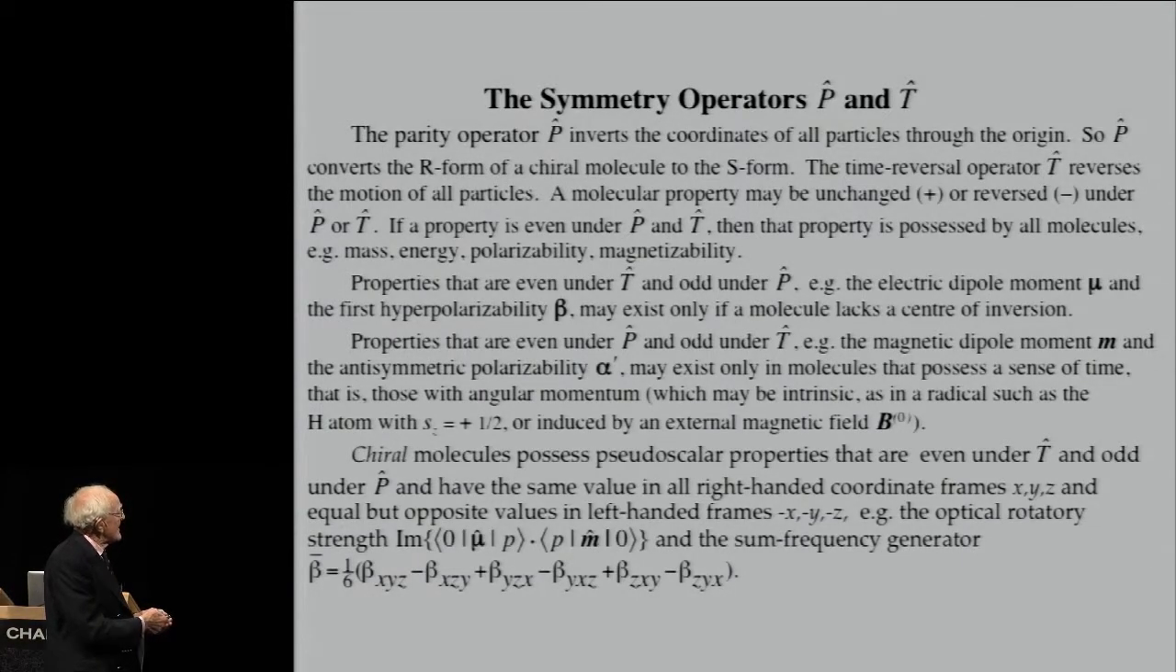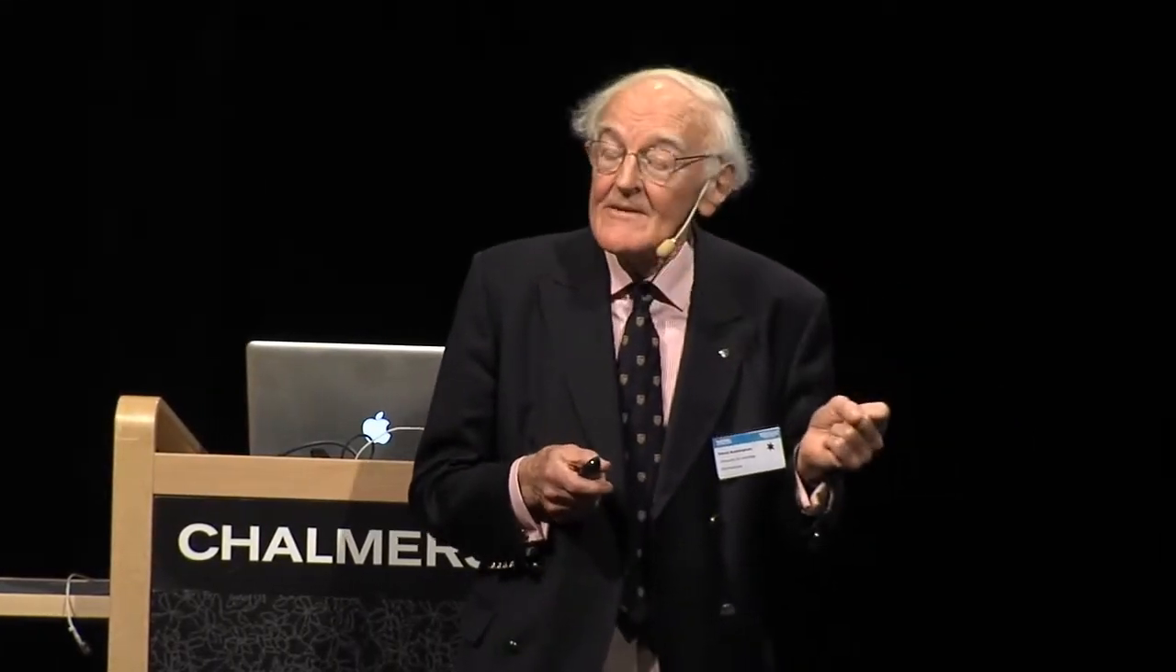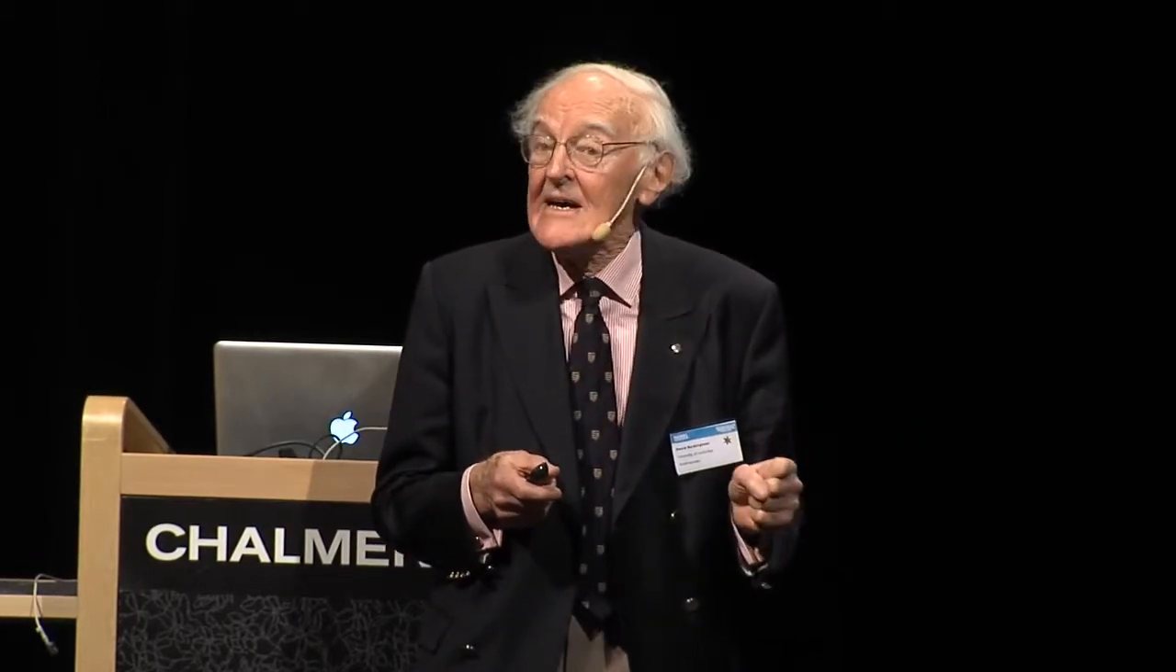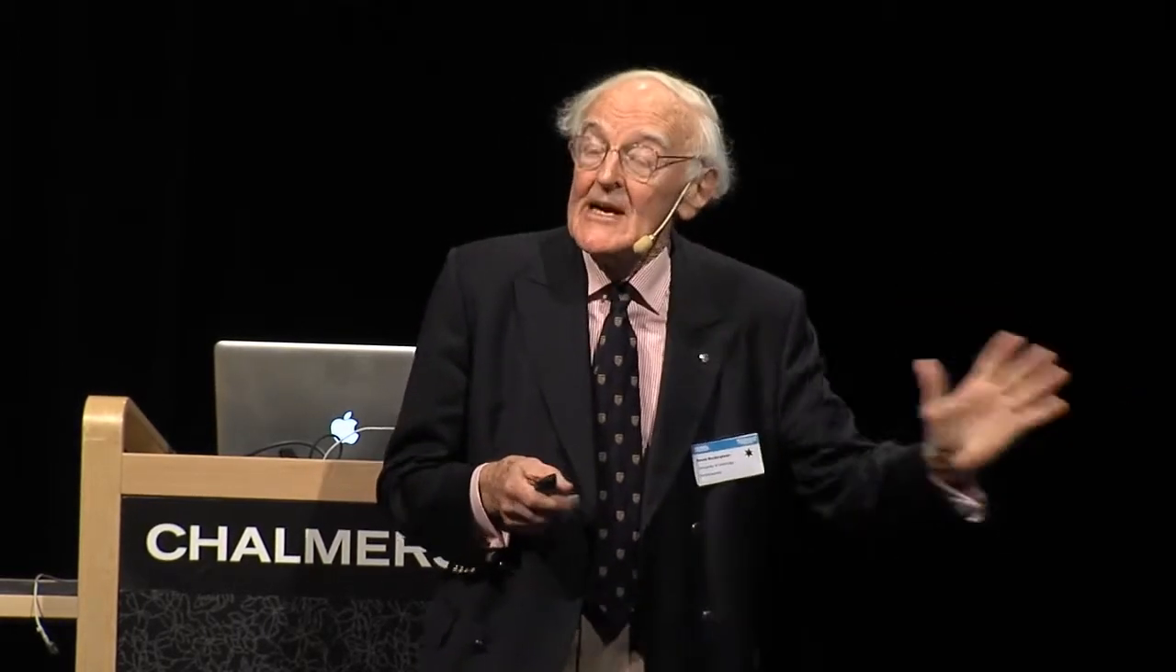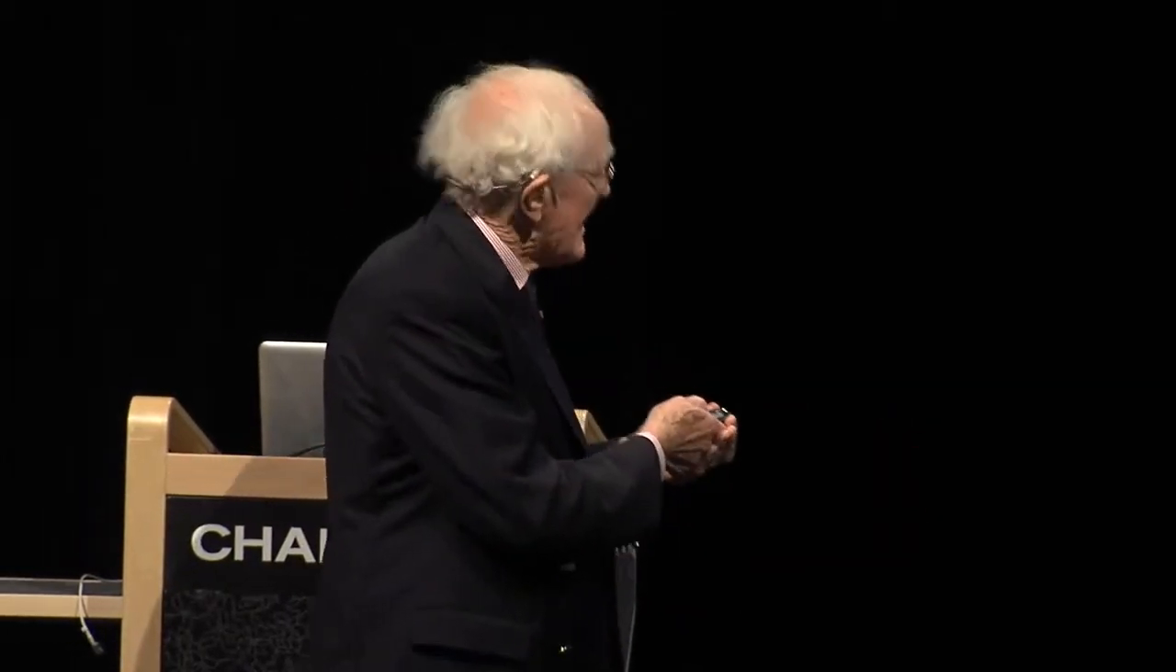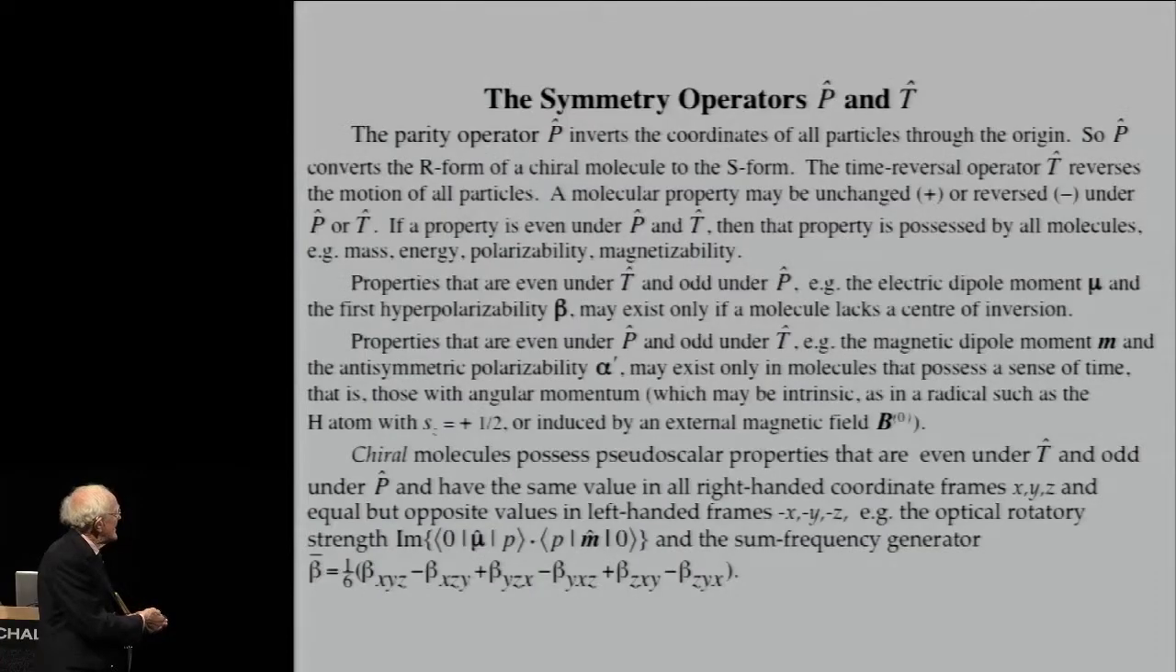Such molecules, odd under T, can only exist if the system possesses a sense of time. And that sense of time can be given through an intrinsic angular momentum, say a hydrogen atom with a spin of plus a half, or a hydrogen atom with a spin of minus a half. But if the system doesn't have a spin, then it would be symmetric under time reversal, unless there is an imposed sense of time through an applied magnetic field. The magnetic field, as I said a moment ago, induces a current density in the molecule. The electrons are brought into motion by that magnetic field, and that, of course, imposes a sense of time.